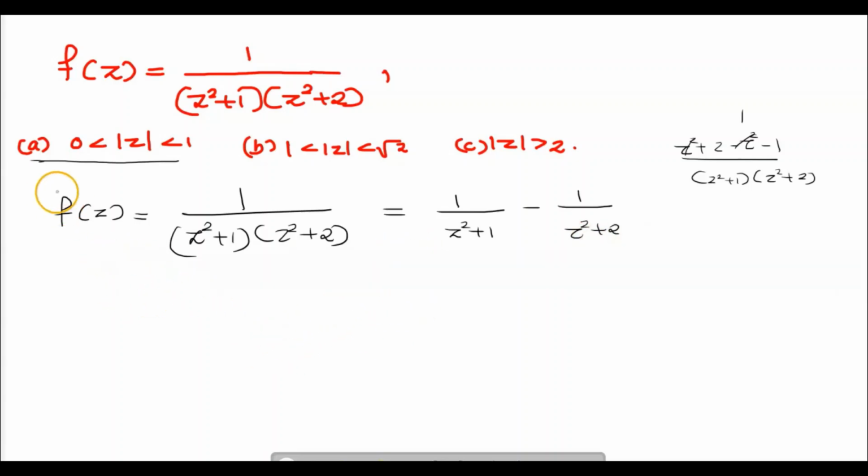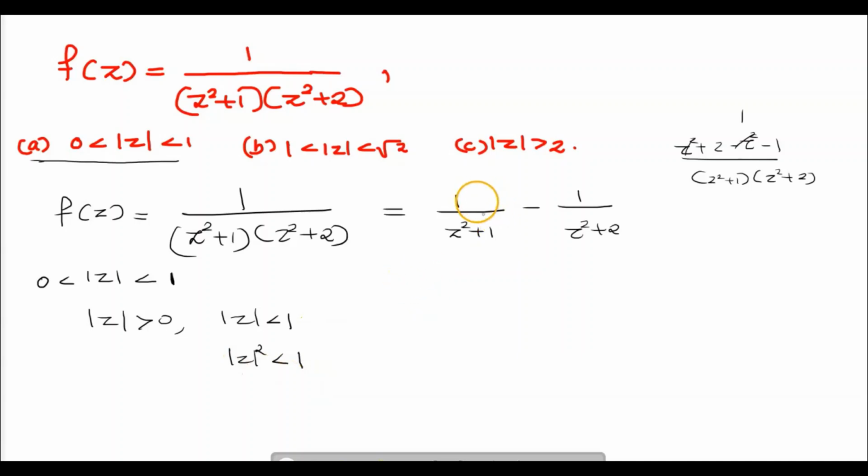Now this is our region 0 less than mod z less than 1. That is, mod z is greater than 0 and mod z is less than 1. A positive quantity which is less than 1 means mod z square is also less than 1. This is, mod z is between 0 and 1; mod z less than 1 means its square, mod z square, is also less than 1.